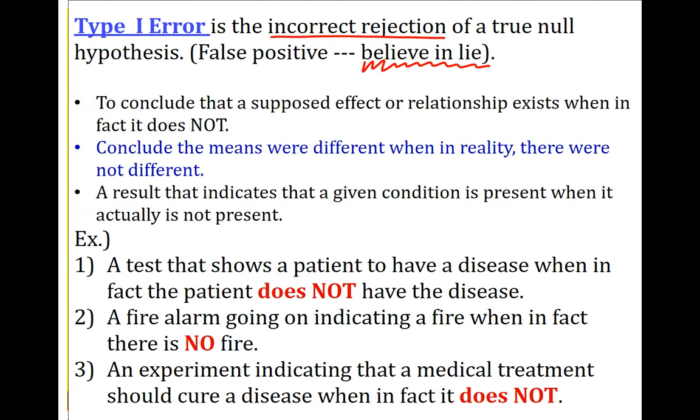Example, a test shows that a patient has a disease when in fact they do not have the disease. That would be a bad thing to report to somebody that they have stage 4 cancer. And guess what? I made a type 1 error. You don't have it. The stats came back wrong. A fire alarm going off, indicating you have a fire, but there's no fire. That's a type 1 error. You're believing a lie. An experiment indicates that a medical treatment has a cure for disease, but in fact it doesn't do anything. Again, type 1 error.